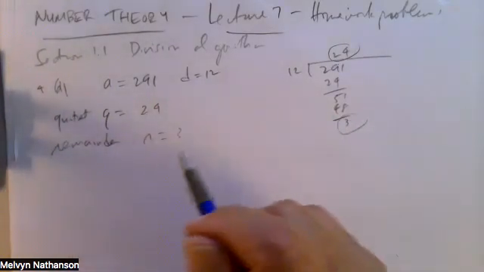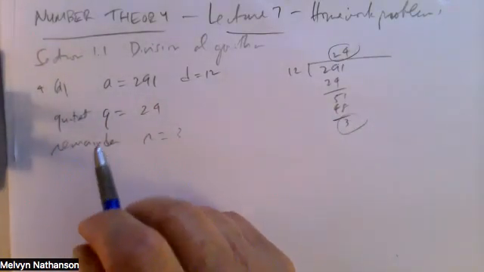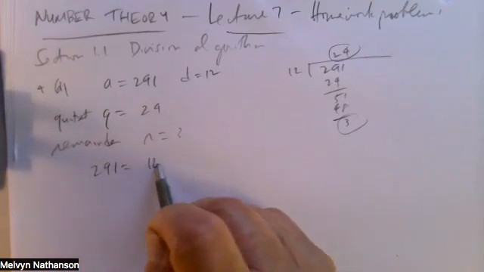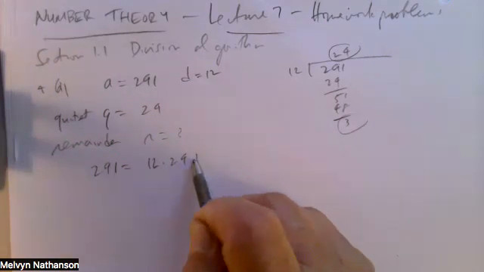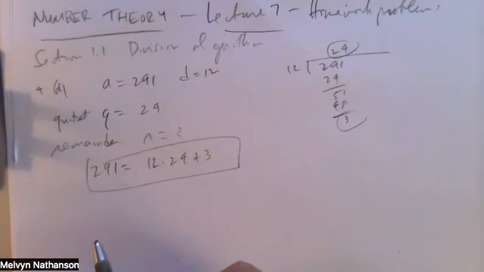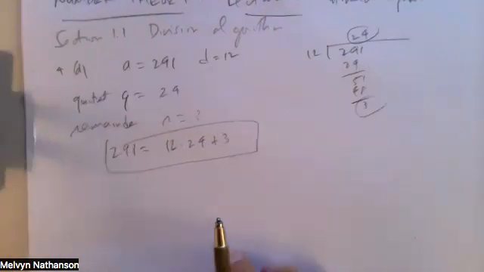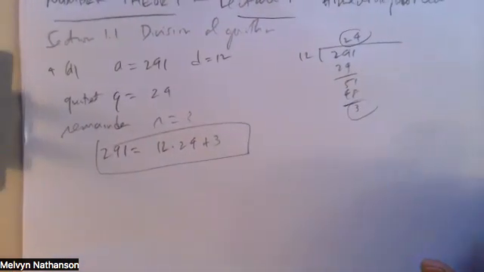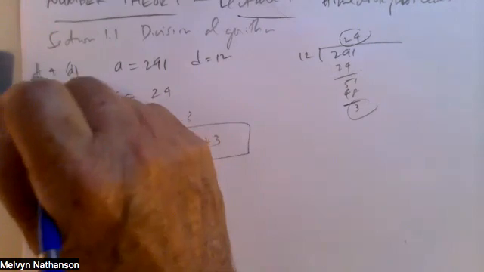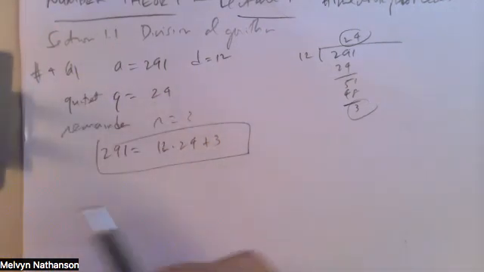And the division algorithm, when written out nicely, says 291 is equal to 12 times 24 plus the remainder of 3. So please interrupt if there are any questions about any of these problems. Let's look at number 6.